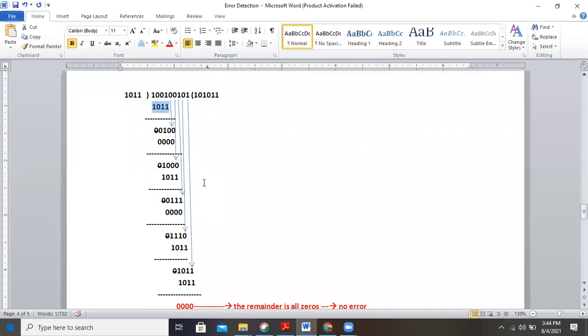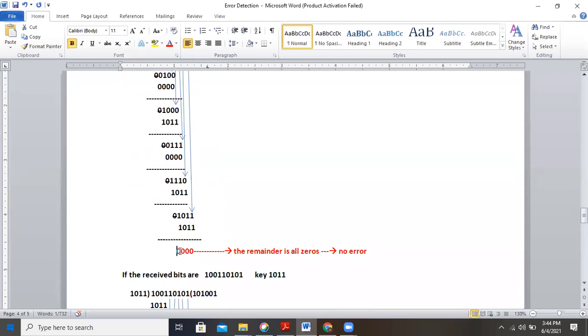So when it is proceeding with the division, it is getting the remainder as 0. If the remainder is 0, there is no error. Okay. So it is detecting that there is no error. If there is no error, it is going to accept.